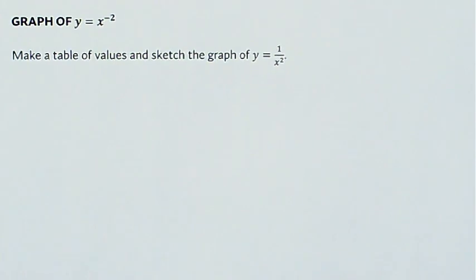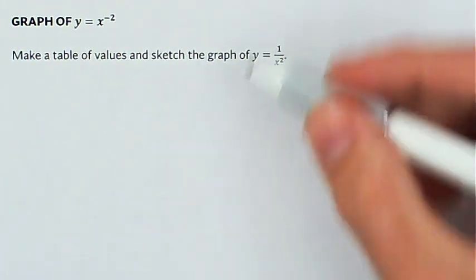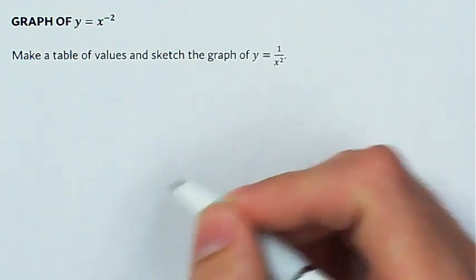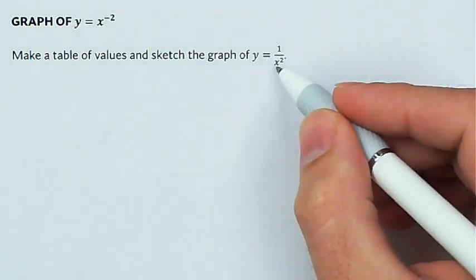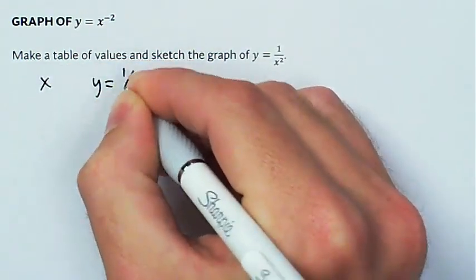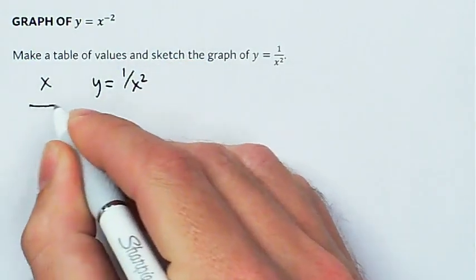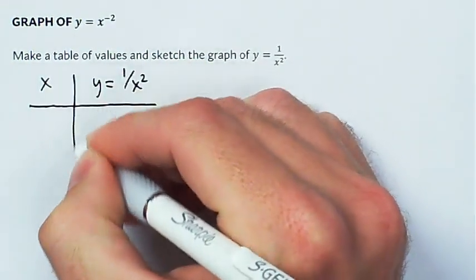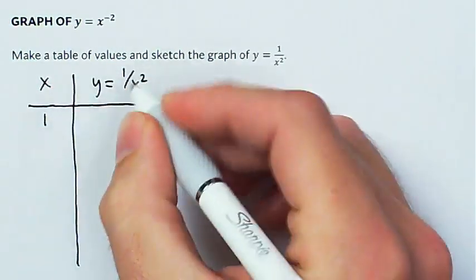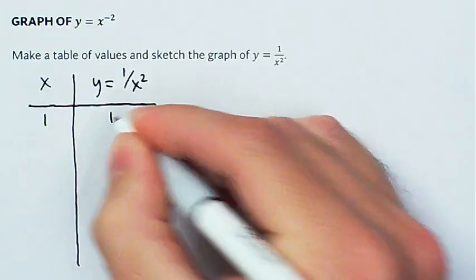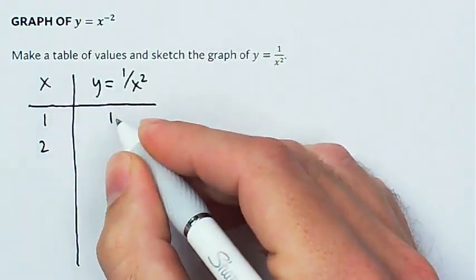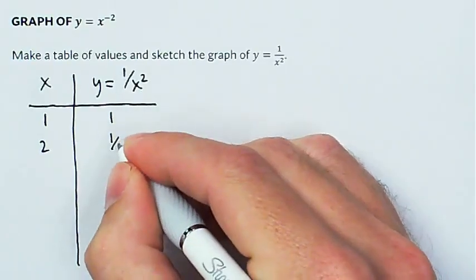All right, now the last thing I've got for you is y equals 1 over x squared. I want to talk about this function, because this is related but slightly different. Maybe I will make a table of values, because that is always a good strategy. So when x is 1, y is going to equal 1 over 1 squared, and that's going to be 1. X equals 2, y is going to equal 1 over 4.